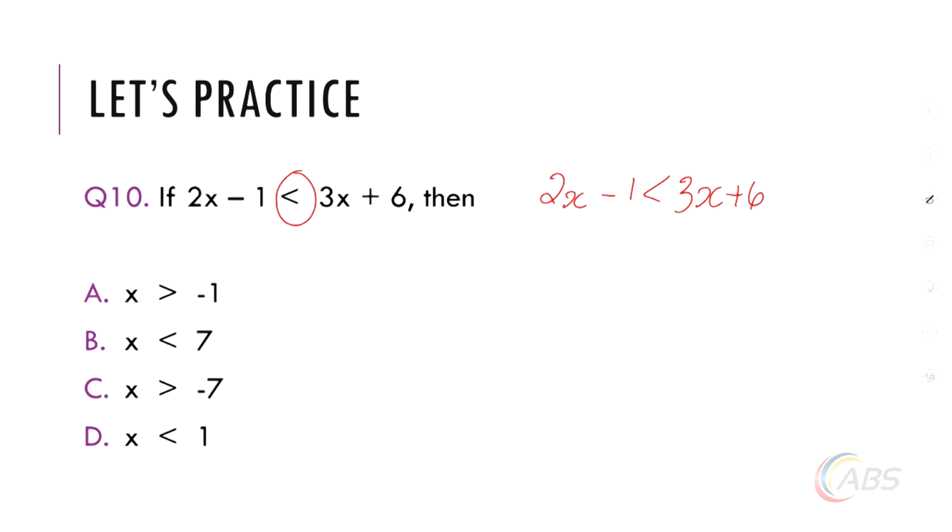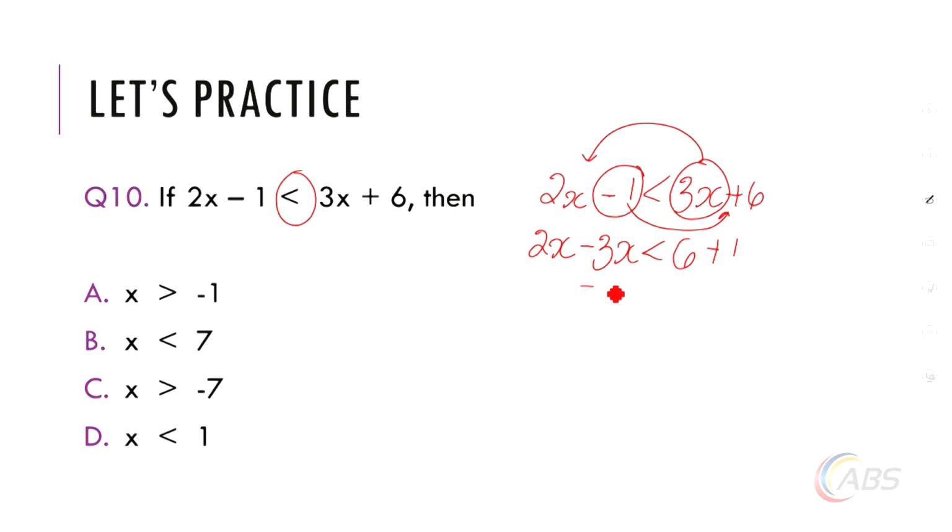So we're going to take our variables to one side and our constants to the other. Because my 2x is already here, I just want to keep it on my left side. So 2x, and if I take my 3x over, it is a positive 3x, and so it becomes minus 3x. And I'm going to go ahead and take my negative 1 to the other side at the same time. Rewriting my sign, I already have a positive 6. And when my negative 1 goes over, it becomes positive 1. 2x minus 3x gives us a negative x. And that is less than 6 plus 1, which is 7.